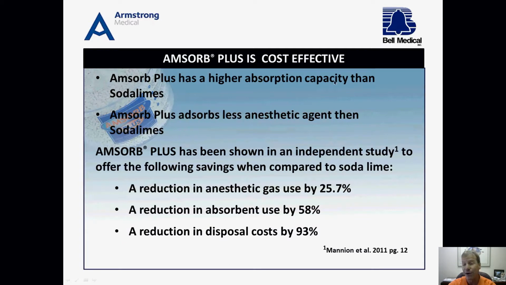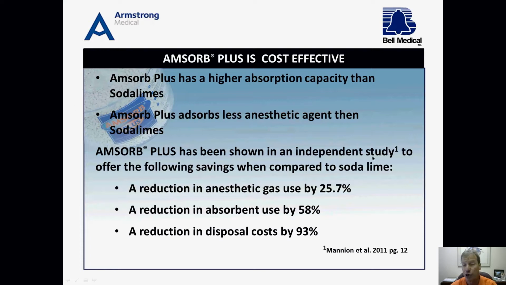Amsorb Plus has a higher absorption capacity than soda limes. In other words, we absorb more CO2 as it passes through our chemical. Amsorb Plus adsorbs less anesthetic agent as it passes through. So as a result, you'll get faster response. When you go to 2% or 3%, you'll get that 3% to the patient faster. Thus, they'll go to sleep faster. They'll also wake up faster when you turn it off.